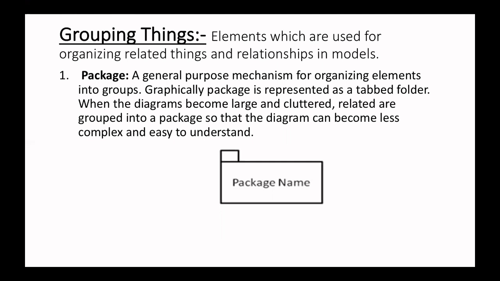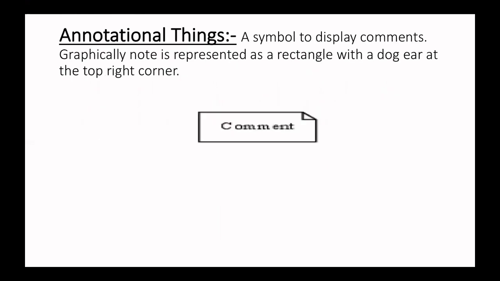Now moving to the annotational thing. Annotational things are the explanatory part of UML models. These are the comments you may apply to describe, illuminate, and remark about any element in a model. There is one primary kind of annotational thing called a note.